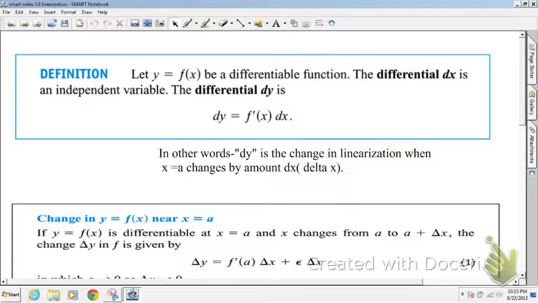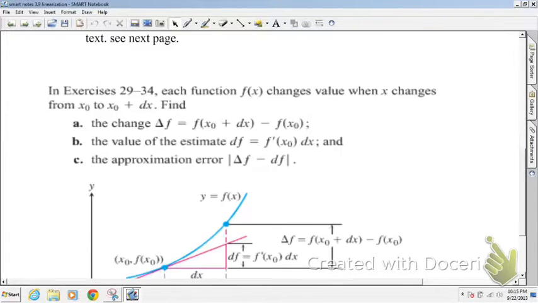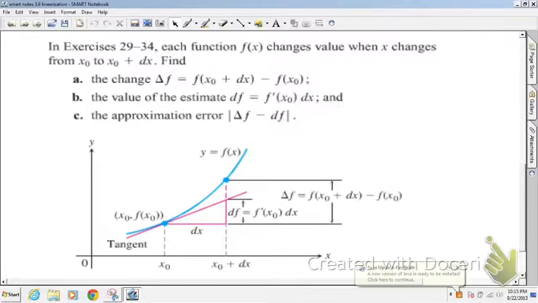I know the notation looks a little scary, but when you see this, it should make it fairly clear. Here we have a function that's given to us, and it says for each function f of x changes value when x, so I cherry-picked a problem from the book basically. Our function is going to change values when x changes from x to x naught plus dx.